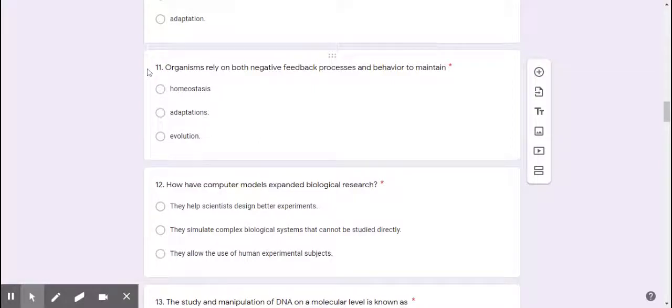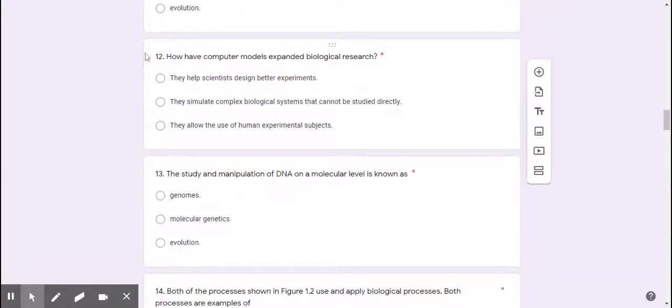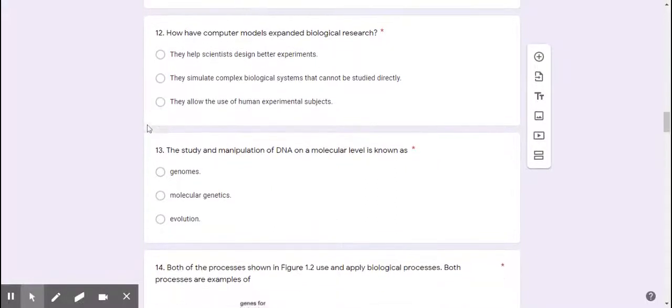Number 11, organisms rely on both negative feedback processes and behavior to maintain homeostasis, adaptation, or evolution. Number 12, how have computer models expanded biological research? They help scientists design better experiments. They simulate complex biological systems that cannot be studied directly, or they allow the use of human experimental subjects.